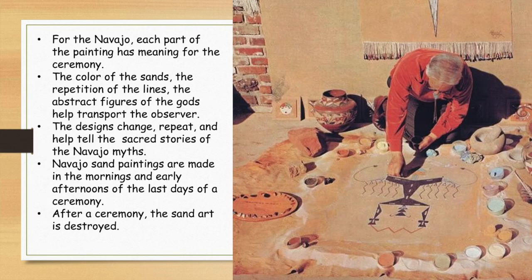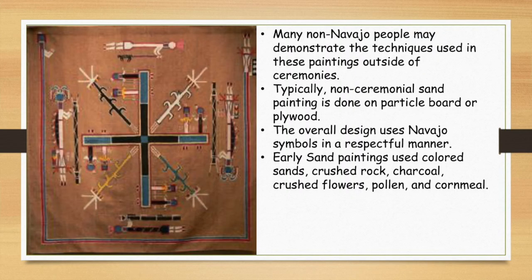For the Navajo, each part of the painting has meaning for the ceremony. The color of the sands, the repetition of lines, the abstract figures of the gods, all of that helps transport the observer. The designs change, repeat, and help tell the sacred stories of the Navajo people. Typically, Navajo sand paintings are made in the mornings and early afternoons of the last days of the ceremony, and after the ceremony is complete, the sand art is destroyed. Many non-Navajo people may also do sand paintings, and a lot of times that's done to demonstrate the techniques used in these paintings outside of ceremonies.